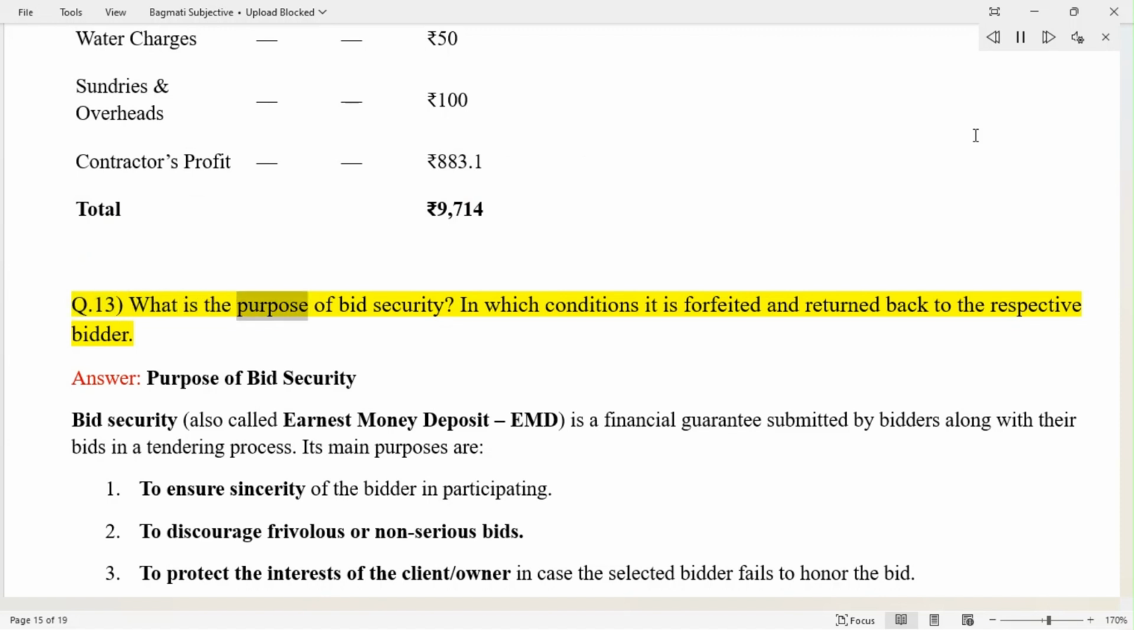Question 13: What is the purpose of bid security? In which conditions is it forfeited and returned to the respective bidder? Answer: purpose of bid security.